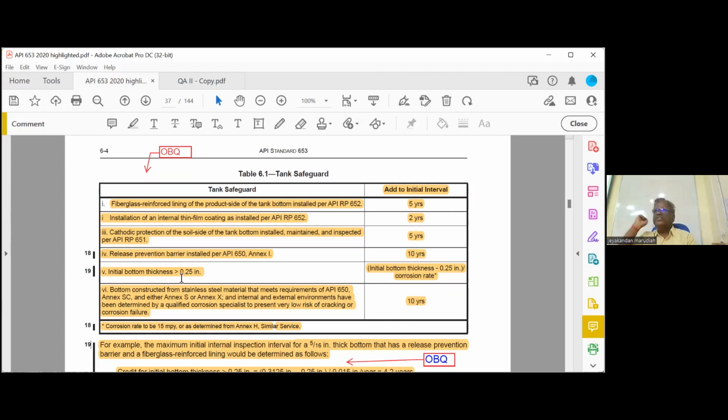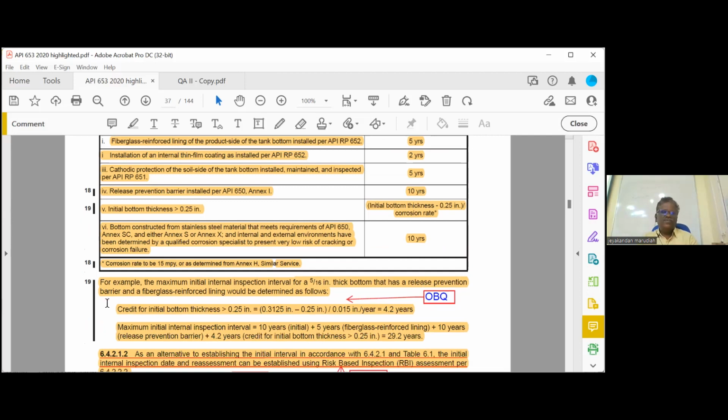Suppose you have extra thickness at the bottom, where the thickness is more than 0.25 inch. There is a formula here. Initial bottom, suppose you have 0.5 inch: (0.5 minus 0.25) divided by the corrosion rate. However many years you get, you can add it. So they work it out here. Highlight this one. In the last exam, this was asked: how to add the credit for the extra thickness. For example, if we have a thickness of 5 by 16 inch, what is 5 by 16? Calculate it, 5 divided by 16.